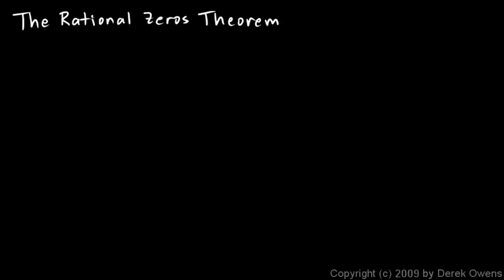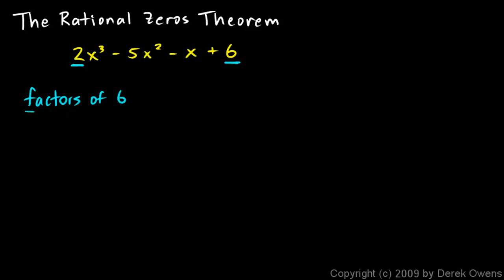The rational zeros theorem says that if you need to factor a polynomial, such as this, 2x cubed minus 5x squared minus x plus 6, you can look at this number here, what we sometimes call the constant term because there's no variable there, and this number here, which we sometimes call the lead coefficient because it's the coefficient on the lead term. You look at those two numbers and you take this one and that one, and in this case we will think about factors of 6 over factors of 2.